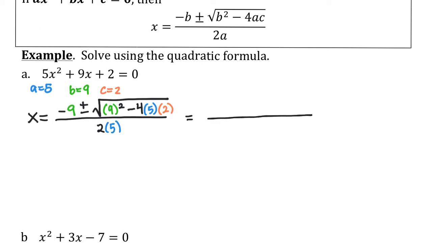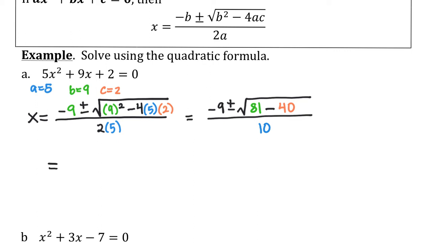So I'm going to bring over this big fraction. I'm okay with the negative 9 in the front, it doesn't really bother me. I'm going to bring over the plus minus, but I am going to simplify the radical because there's a lot of things going on in here. So I have 9 squared. 9 squared is 9 times 9, which is 81. And then it says minus, and then it's 4 times 5 times 2. I'm going to multiply all three of those numbers together. So 4 times 5 is 20, and then 20 times 2 gives me 40 here. In the denominator, I have 2 times 5, so I multiply 2 times 5, and I get 10.